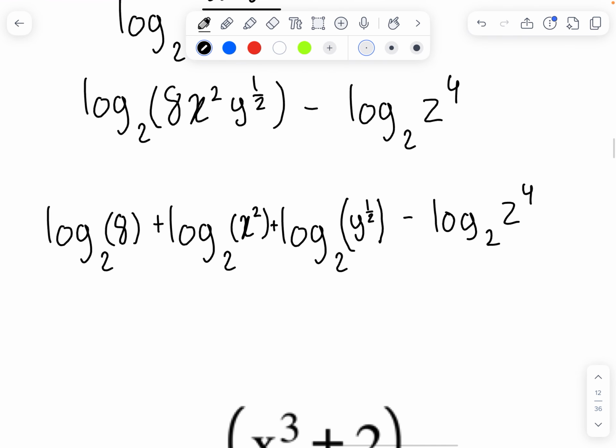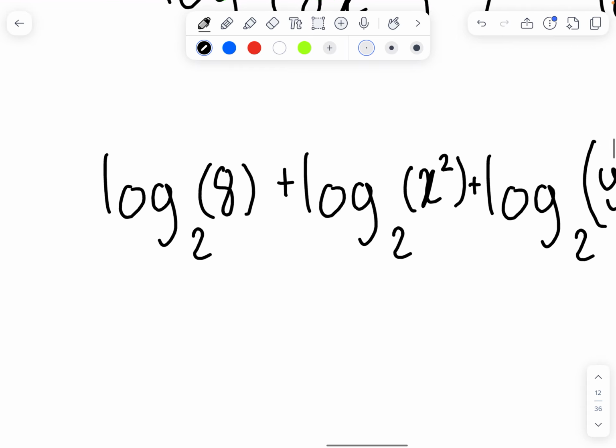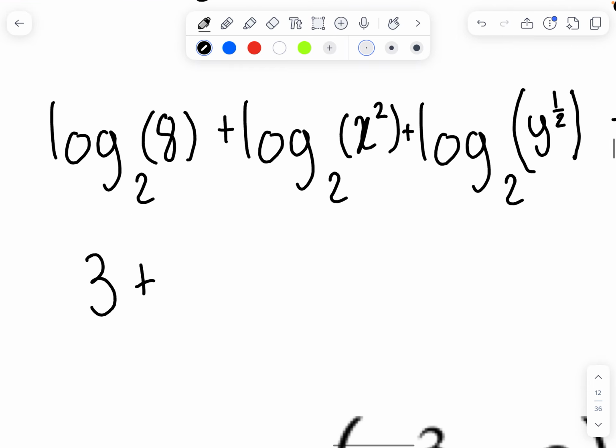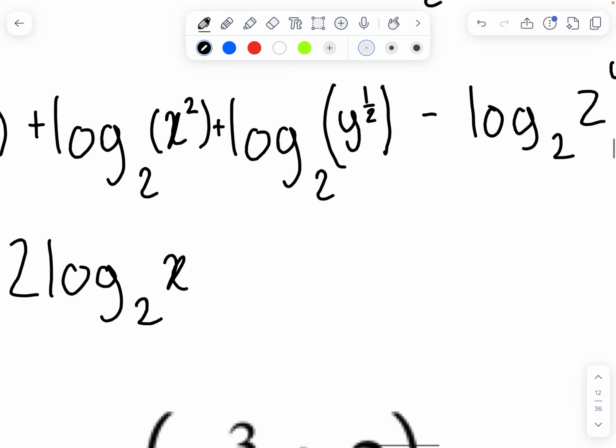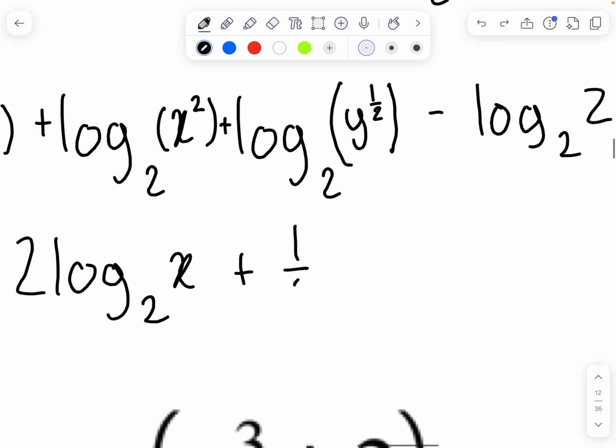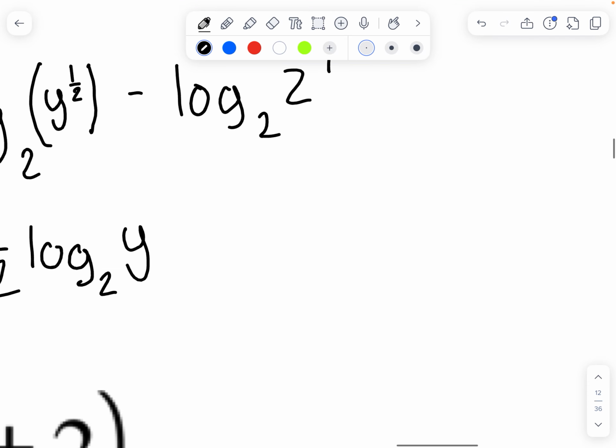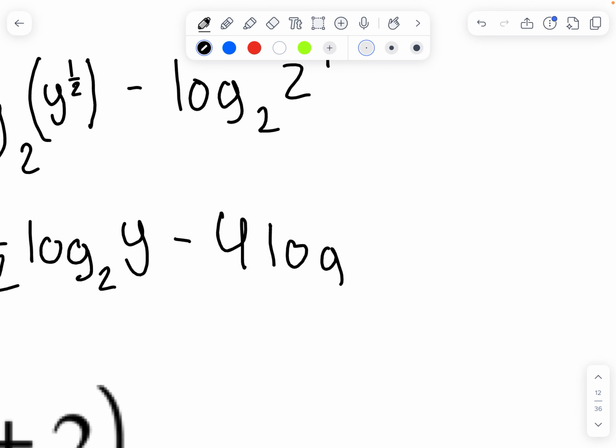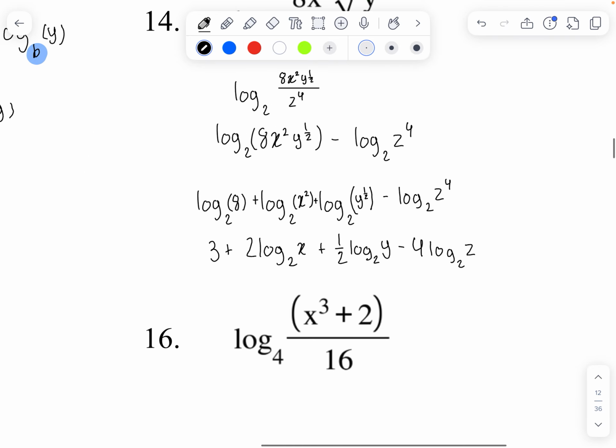And now we apply the power rule to everything. But first, the log base 2 of 8 becomes a 3. So 3 plus 2 log base 2 of x plus 1/2 log base 2 of y minus 4 log base 2 of z. And this is our answer.